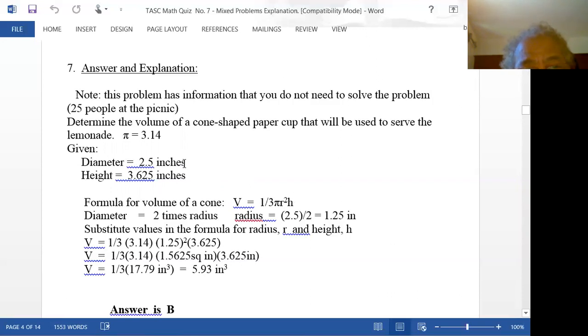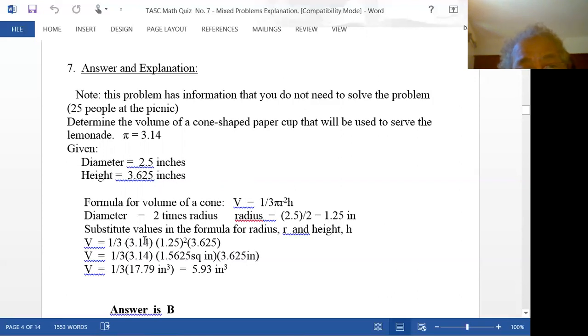Diameter is given as 2.5 inches, height 3.625 inches. Now, just as we said when we were working with our can, the cylinder, the radius is half of the diameter, or the diameter is 2 times the radius. So we take our radius, 2.5 divided by 2, and we get 1.25 inches, half the diameter. Now we substitute these values in the formula here.